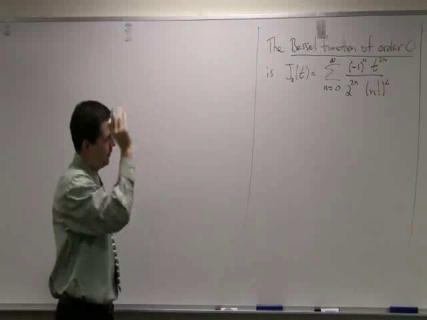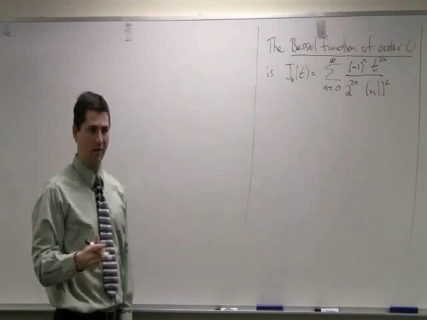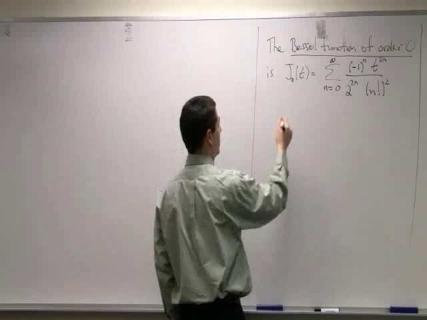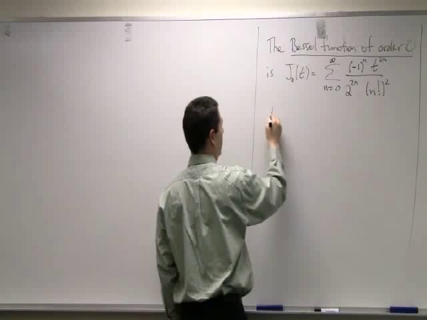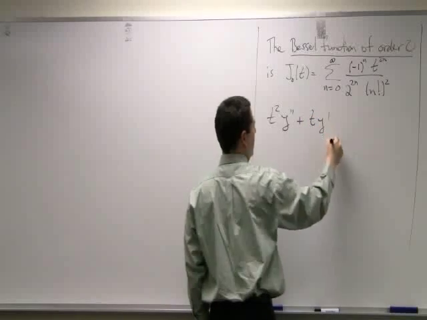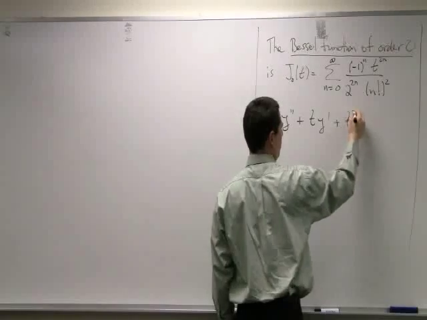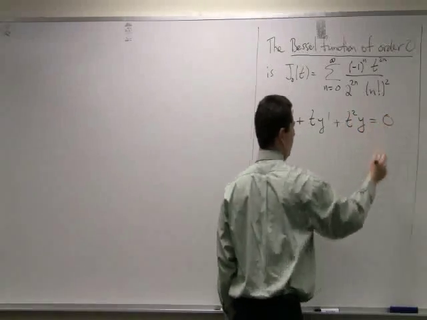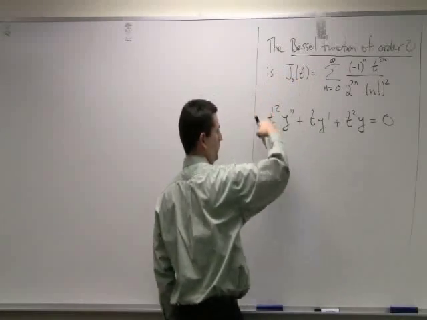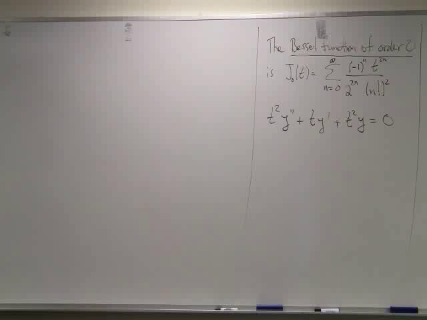And the thing that made this seemingly random collection of symbols interesting is that it was a solution to a differential equation known as the Bessel equation of order 0, which looked like t squared y double prime plus ty prime plus t squared y equals 0. So this is a solution to that equation. We didn't prove that, but that's what it turns out to be.